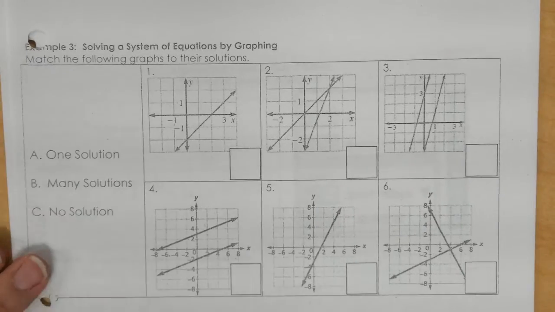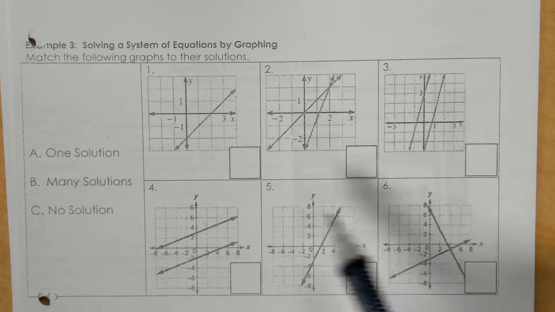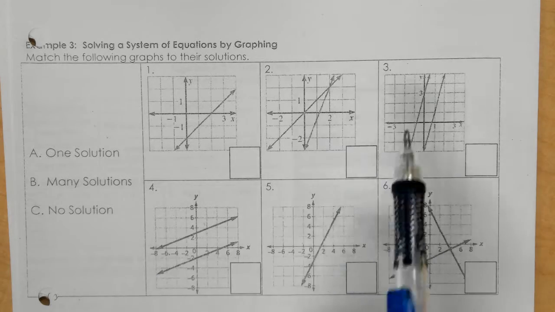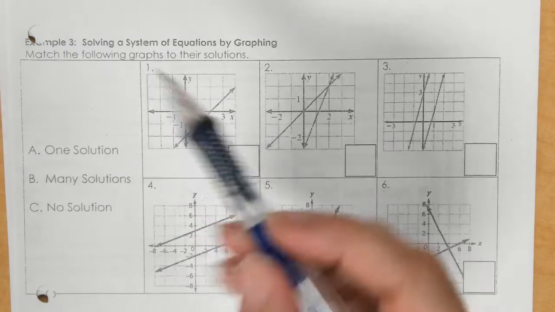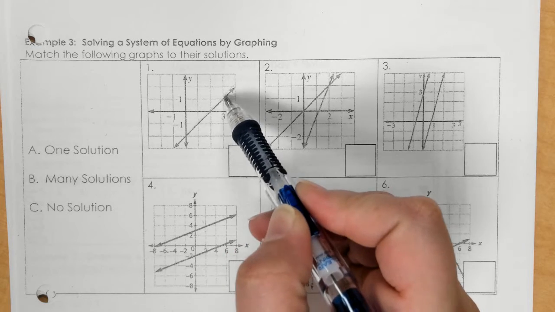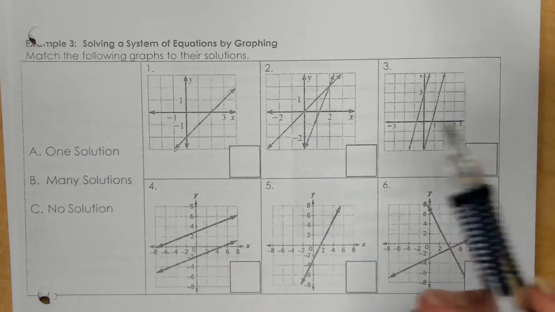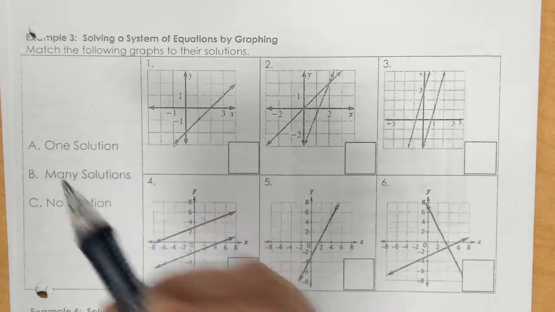For example 3, you have to match the graph with one of the answer choices here. So I want to know which one of these is a 1 solution, a many solutions, and a no solution. So in number 1, you have to think about this being a second line here, and every single point match or touch or intersect. And so if every single point matches, that is many solutions.